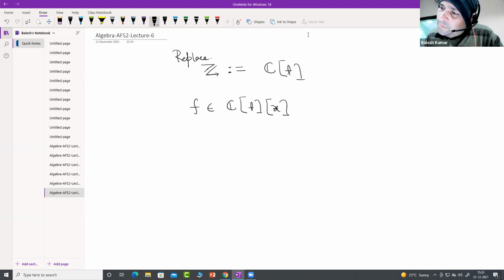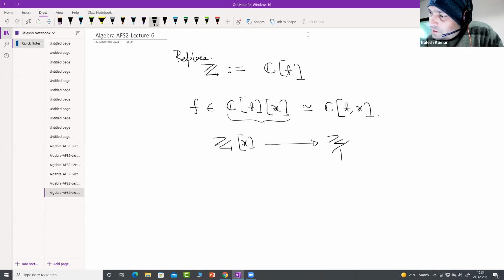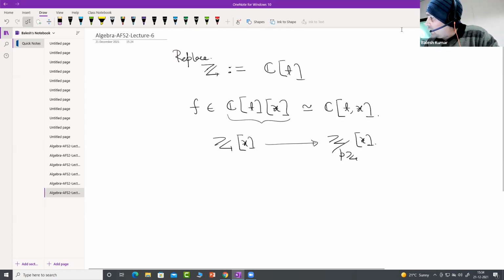One can prove that this ring, an integral domain, is isomorphic to the polynomial ring in two variables t and x. Here, if you try to analyze the things, for Z of x we were going modulo p, Z mod p Z, a polynomial ring over a finite field. Here, instead, we have C of t x.